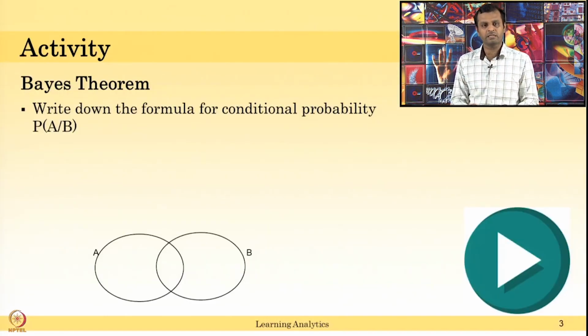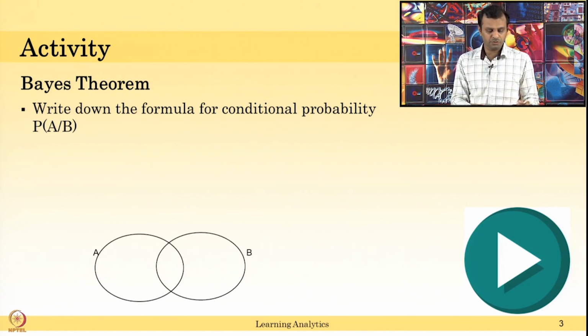Let us start with an activity before we jump into naive Bayes theorem. Let us see what conditional probability is, just to brush up your memory. There are two dependent events A and B.